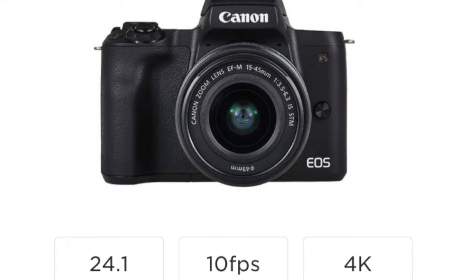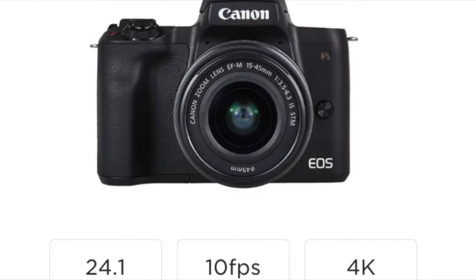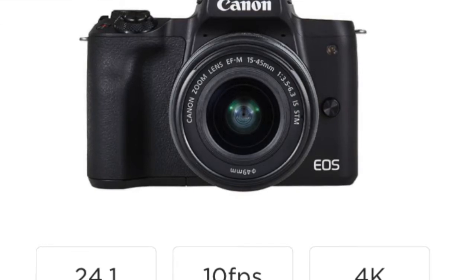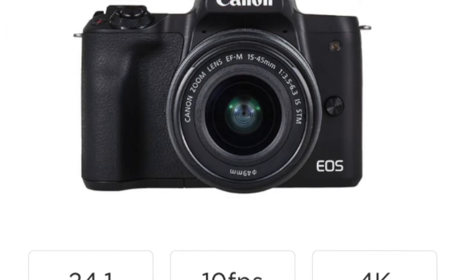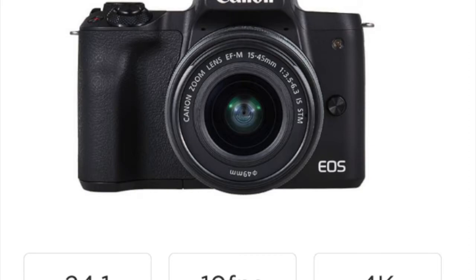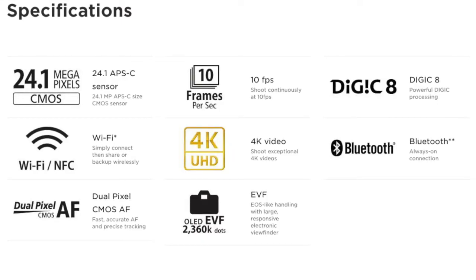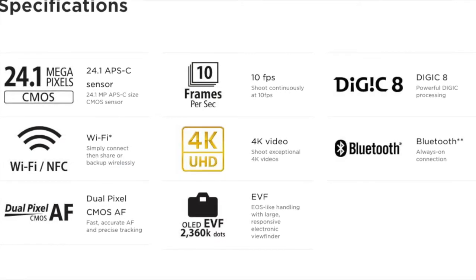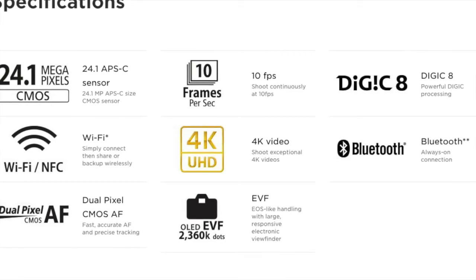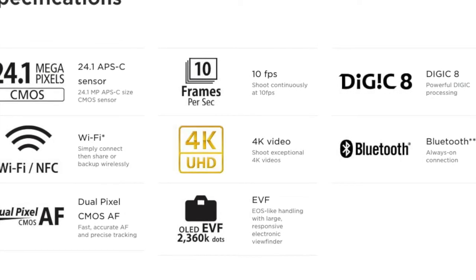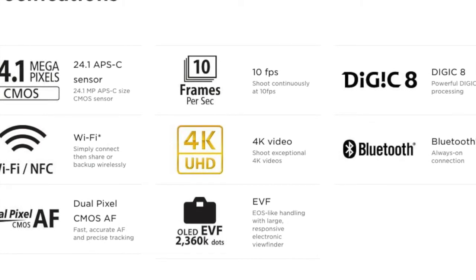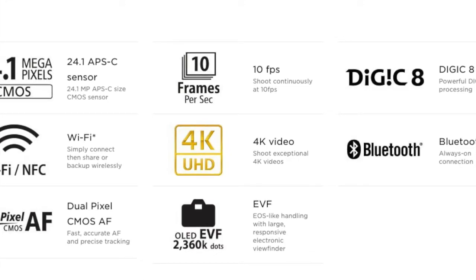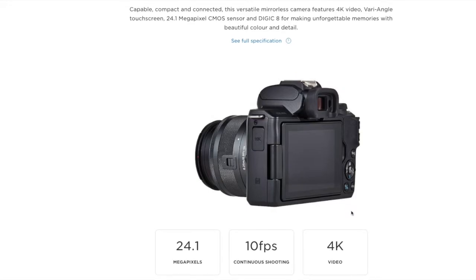Now let me tell you why I have decided to go for this Canon EOS M50. One of the main reasons is firstly the brand, and secondly the articulating screen, that vari-angle screen that comes out on the side, and also its 4K capabilities, a reliable autofocus, and the DIGIC 8 processor. We can look at the specification a little bit. 24 megapixel, it's got Wi-Fi, dual pixel AF, 10 frames per second, and 4K Ultra HD video, to shoot exceptional 4K videos. It also has a brilliant EVF, SLR-like handling with a large responsive electronic viewfinder. It's got a 2360K dots EVF, Bluetooth, Wi-Fi, NFC, so you can transfer the data and the images very quickly.